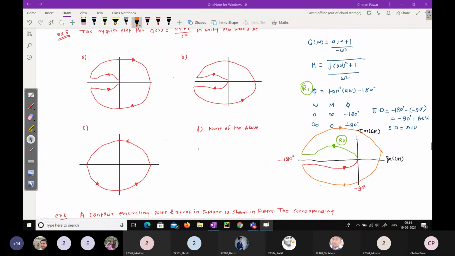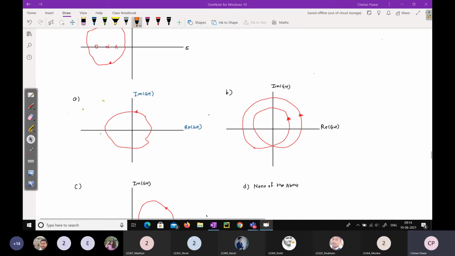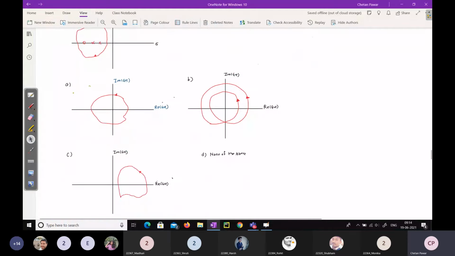Okay, ठीक. So let us see this example number 6. Now you solve this. So I will explain the problem to you. A contour encircling the poles and zeros in the S-plane is shown in the figure, and the corresponding contour in the F of s plane is asked. So in the GS plane, what will be the right contour for this particular contour in the S-plane? So can you tell me what is the answer here from A, B, C, D?